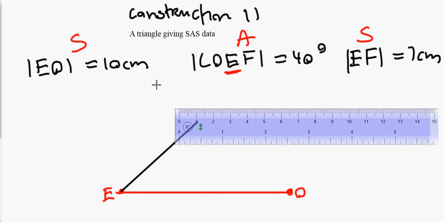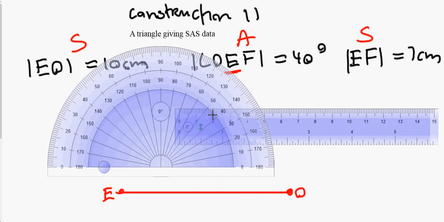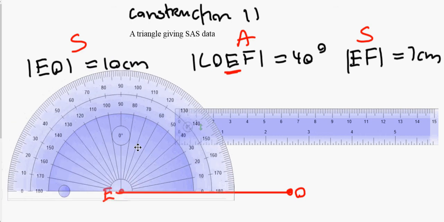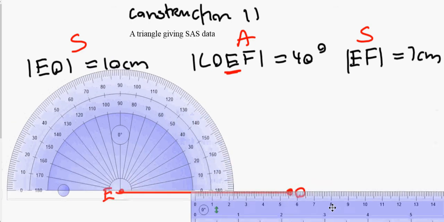So what we're going to do next is get out the protractor and mark out a 40 degree angle. So we're going to put the protractor at point E, and we're going to mark out this 40 degree mark here. You can see 40 degrees is located here at 140, and there we go, just there.